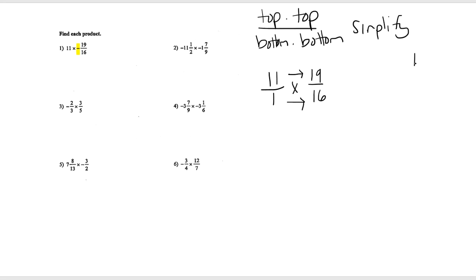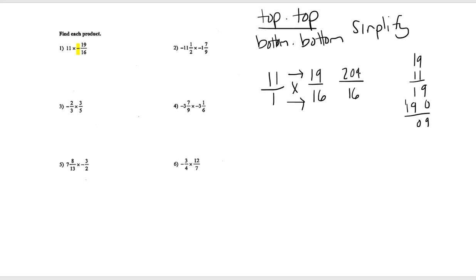Remember, we do not need a common denominator, so we do 11 times 19, which is 209, and then we do 1 times 16, which is 16. And we can either leave this as an improper fraction, that's where the top number is bigger than the bottom number, or we can change it to a mixed number. I actually prefer if you just leave your fractions as improper fractions. I do want you to simplify the fractions if they can simplify.